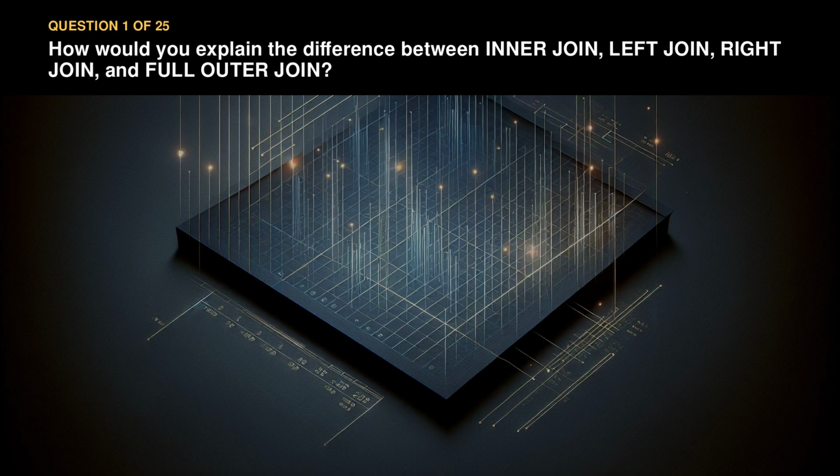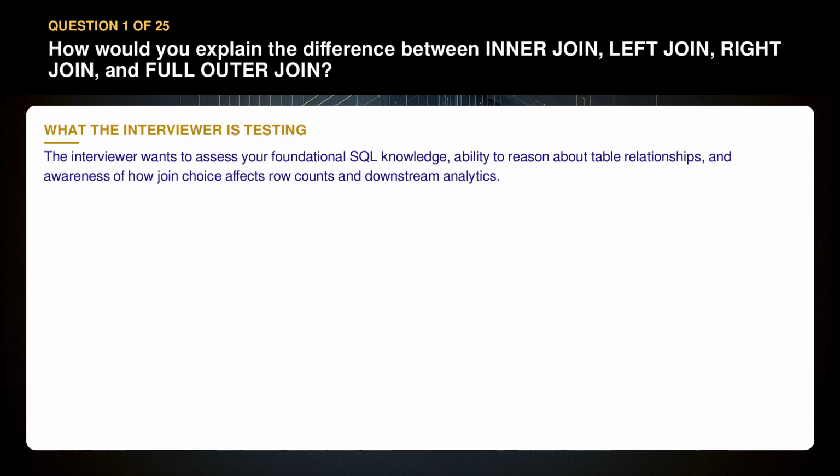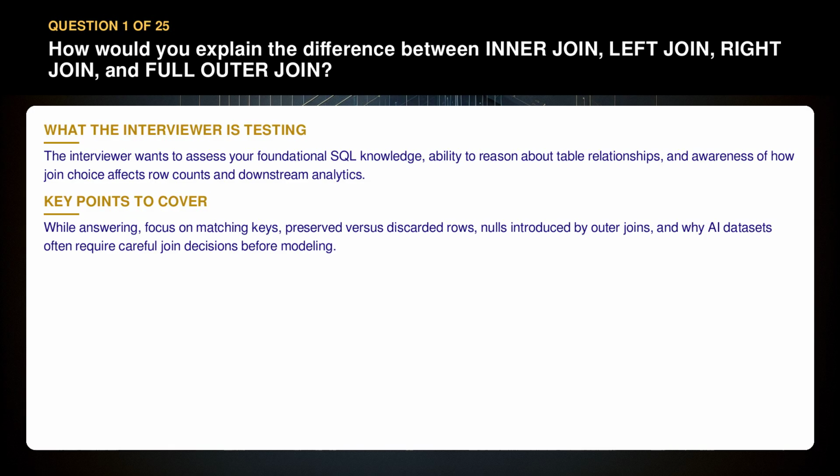Question 1. How would you explain the difference between inner join, left join, right join, and full outer join? The interviewer wants to assess your foundational SQL knowledge, ability to reason about table relationships, and awareness of how join choice affects row counts and downstream analytics. While answering, focus on matching keys, preserved versus discarded rows, nulls introduced by outer joins, and why AI datasets often require careful join decisions before modeling.